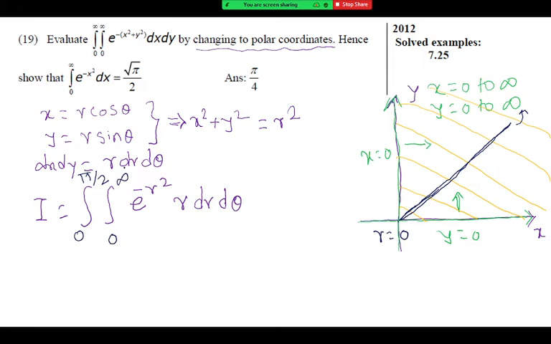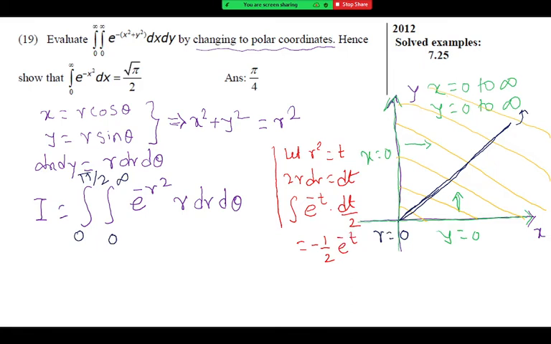Can anyone think about the method? What method should we use to integrate? r square as t. Yes. So let r square be t. You will observe 2r dr is dt. So the integral will become e raised to minus t into dt by 2, and the integral of this is minus 1 by 2 e raised to minus t. We'll resubstitute the value of t there. Is that integration correct? Yes, sir.